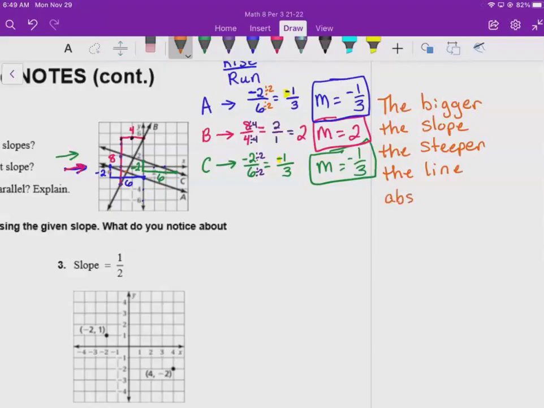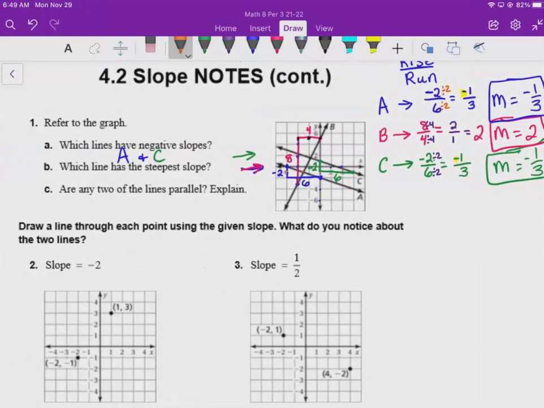Okay? Because it doesn't matter if it's negative or positive. You're just looking to see which number is bigger. So is 2 bigger or is 1/3 bigger? Well, do you want $2 or do you want 1/3 of a dollar? Okay, so 2 is bigger. So that means our steepest is our B.